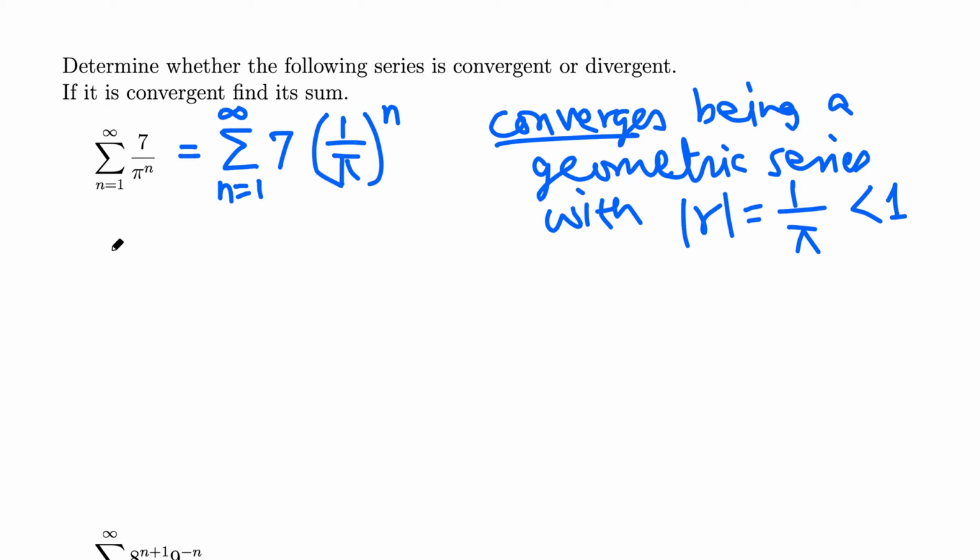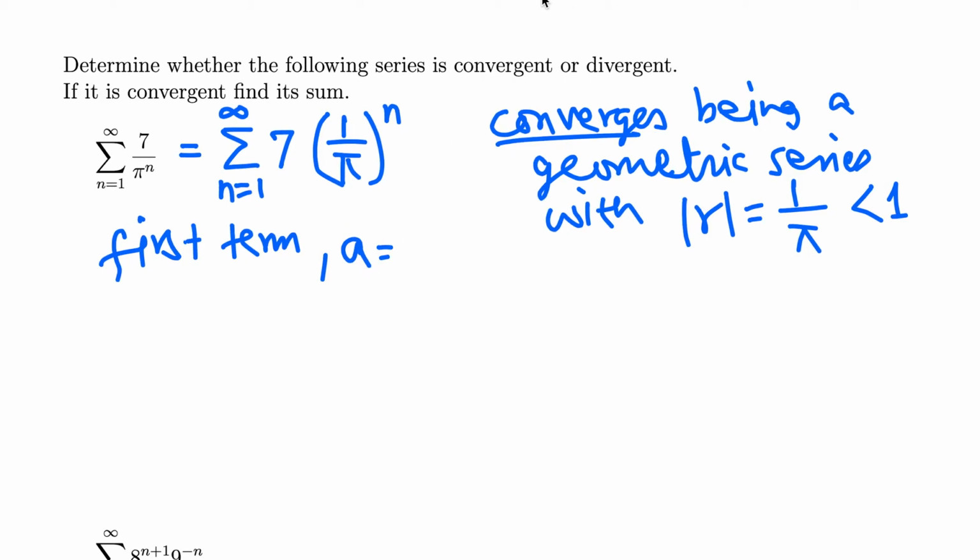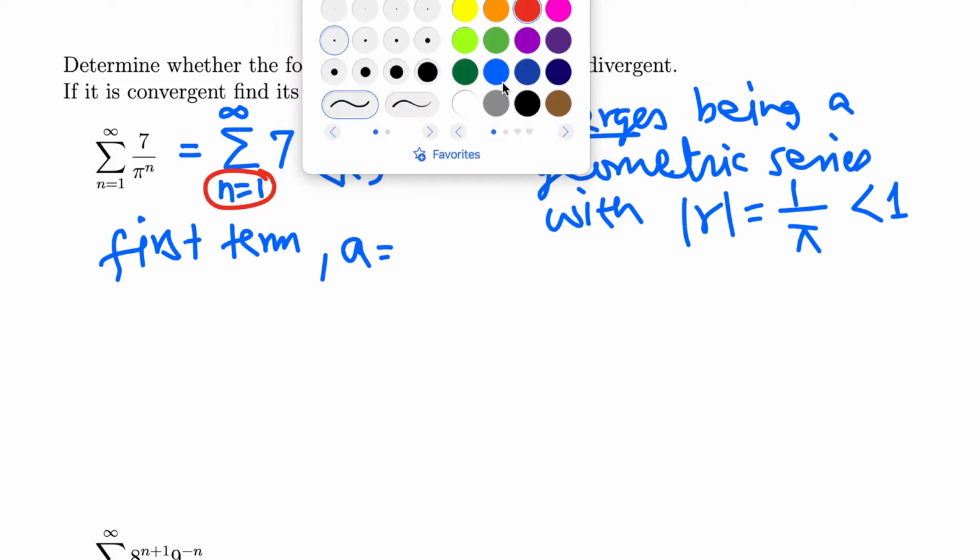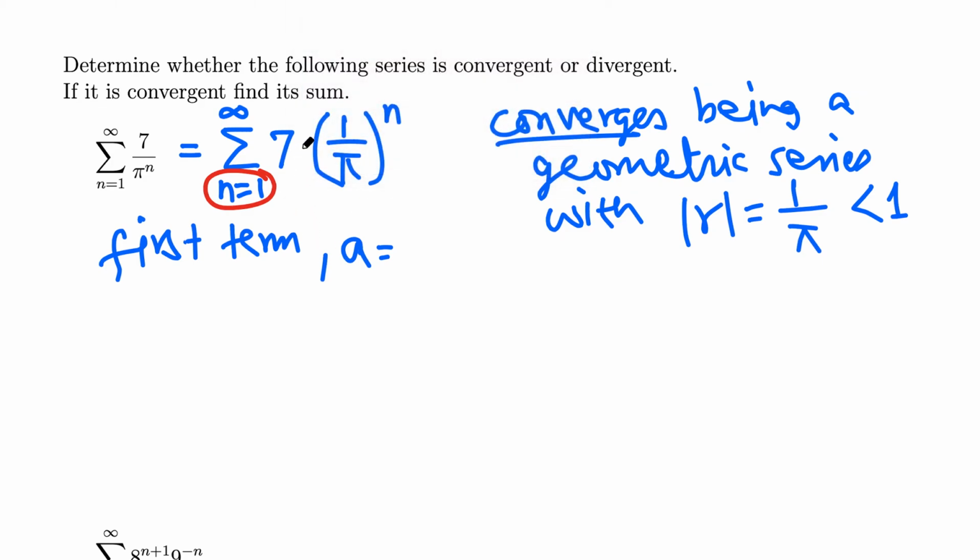Now we can find the sum. For that we need to find the first term. The first term a is, look here, this starts from n equals 1. Plug in n equals 1 here, then we get the first term. So this is 7 times 1 over pi raised to 1. So 7 times 1 over pi, which is 7 over pi, is the first term, and the common ratio is 1 over pi.